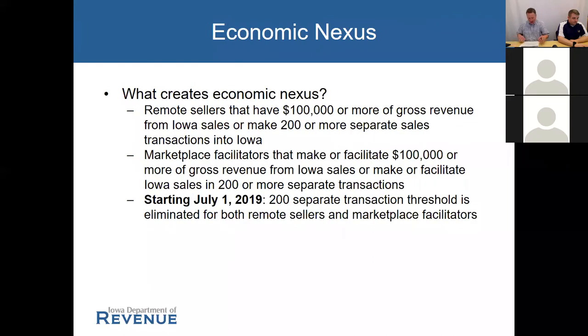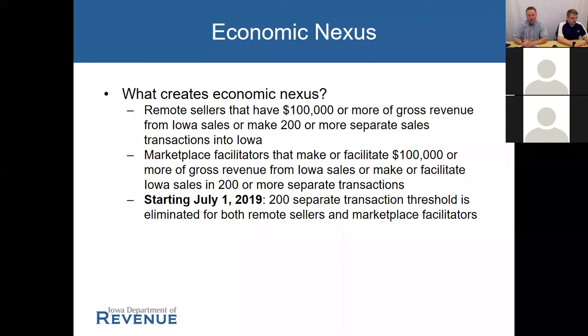The new stuff now, something that is new that just started up this year, economic nexus, okay? Economic nexus, if you are a remote seller, which means you are located outside the state of Iowa, and you have $100,000 or more of gross revenue from Iowa sales, or you make 200 or more separate sales transactions into Iowa, that's going to create economic nexus, which means that you have to collect Iowa tax.